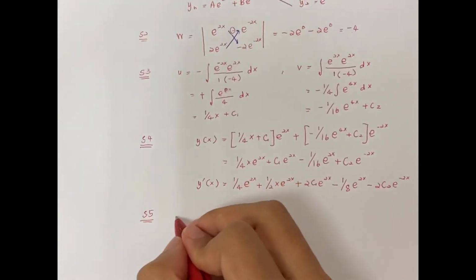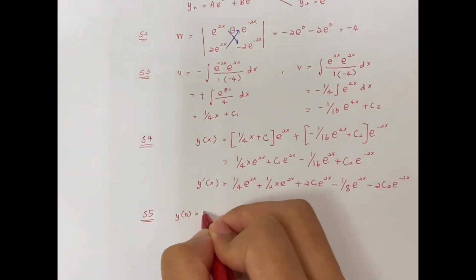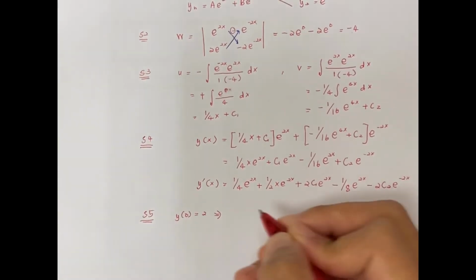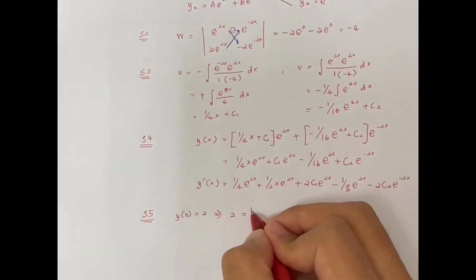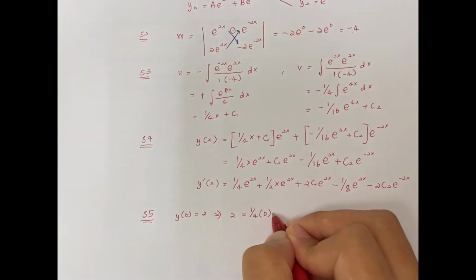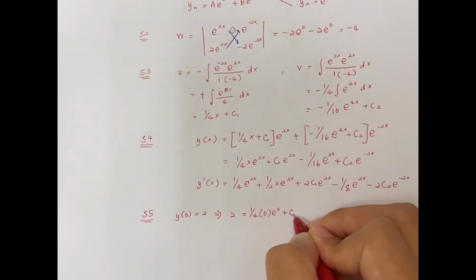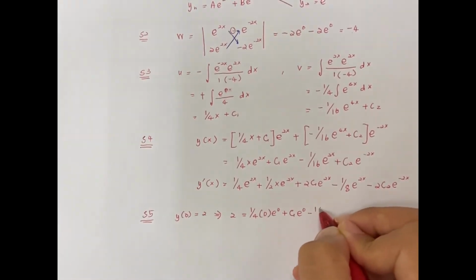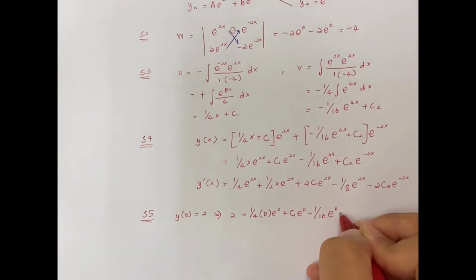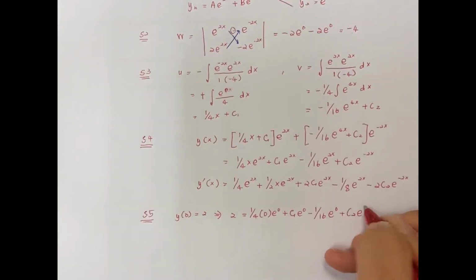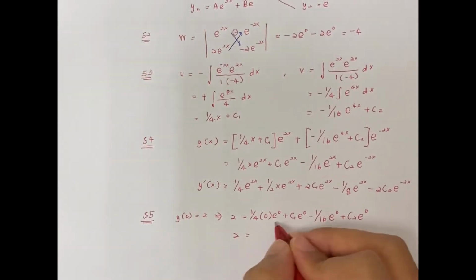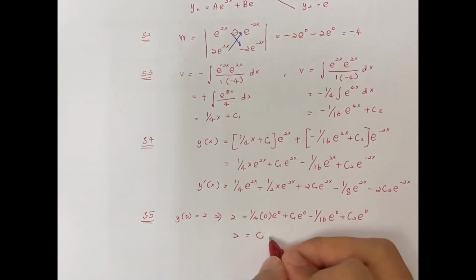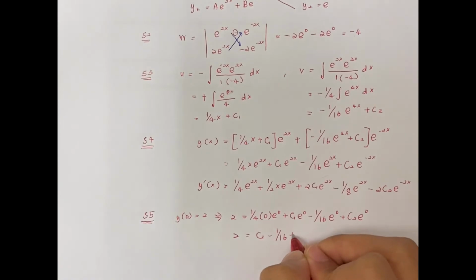Then substitute your initial value problem in step 5. So y0 equal to 2 means, refer to this yx, y is equal to 2, 1 over 4 multiplied by 0 exponent 0 plus c1 exponent 0 minus 1 over 16 exponent 0 plus c2 exponent 0. Substitute x with 0. So 2 is equal to, this is 0, all 0. You have c1 multiplied by 1 minus 1 over 16 plus c2.